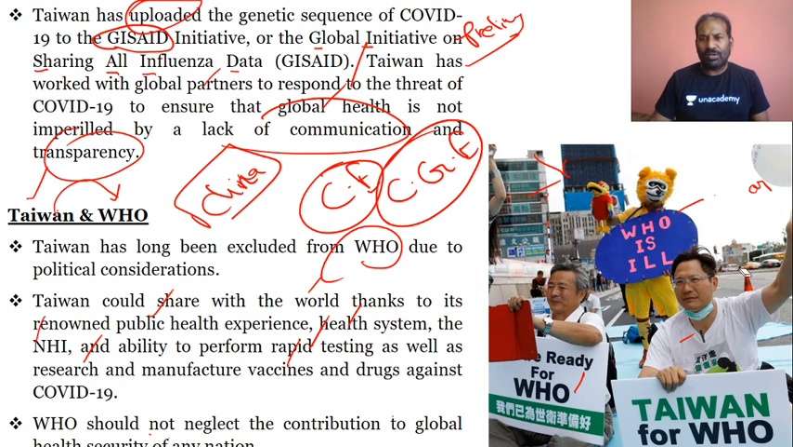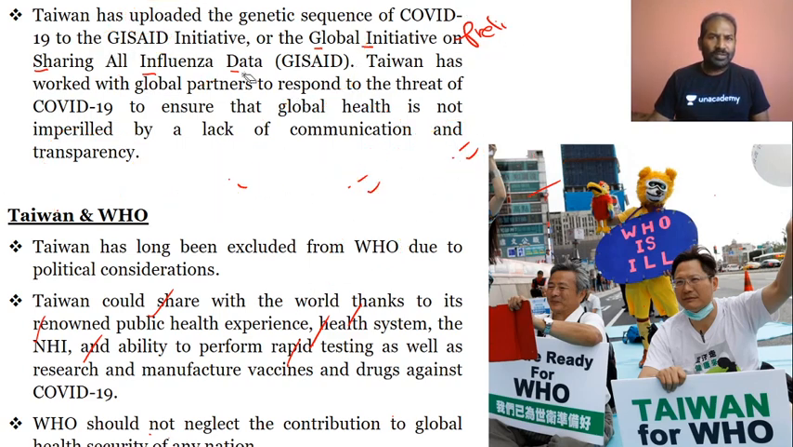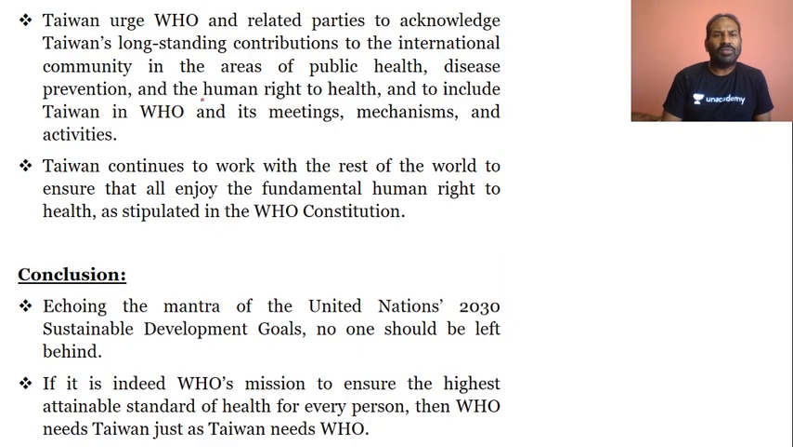But okay, we will talk about it now, though we seriously do not know what the situation was then. Whatever it is, it could have been better if the information had been passed to the WHO regarding the virus and also the sequencing of the virus. Yes, China also shared the genetic sequence of COVID-19. And then Taiwan urged WHO and related parties to acknowledge Taiwan's long-standing contribution to the international community. So it is urging WHO.